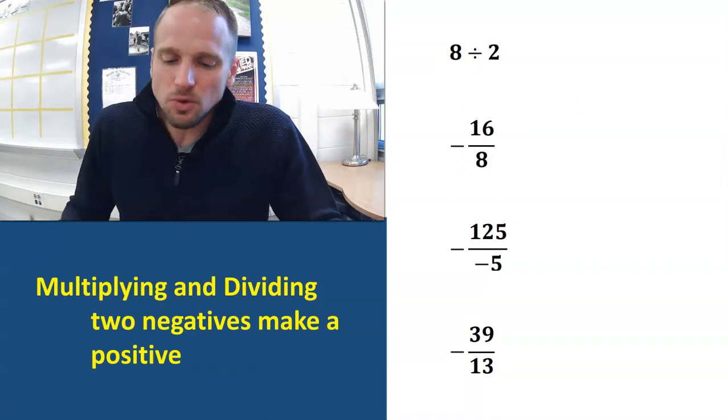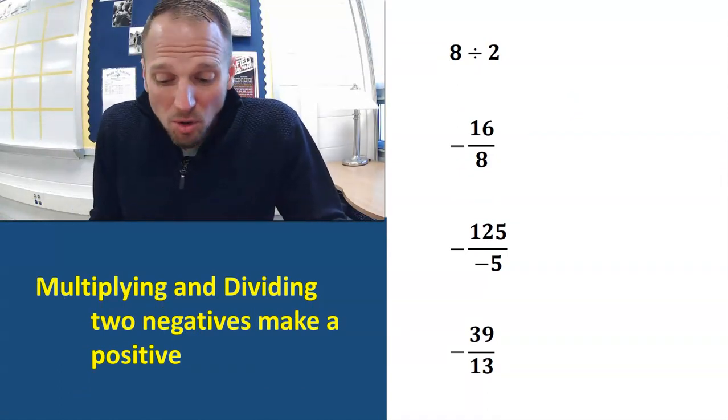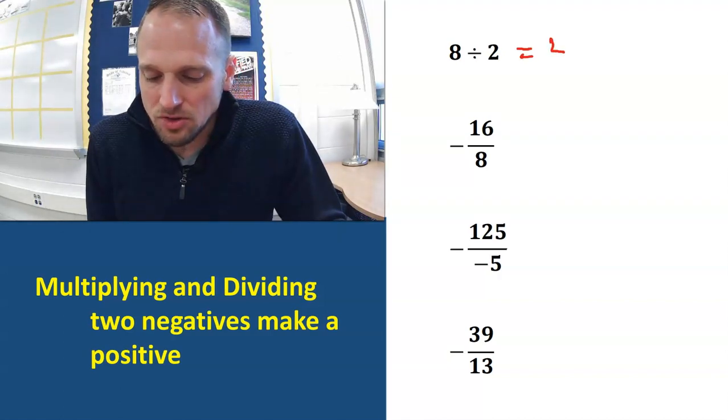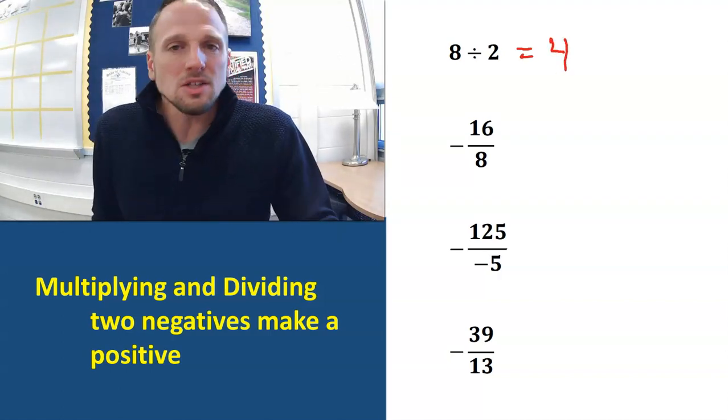Division. So we've got 8 divided by 2. They're both positive. This answer is going to be positive. What's 8 divided by 2? That's just going to be 4. All right, let's look at this next one.